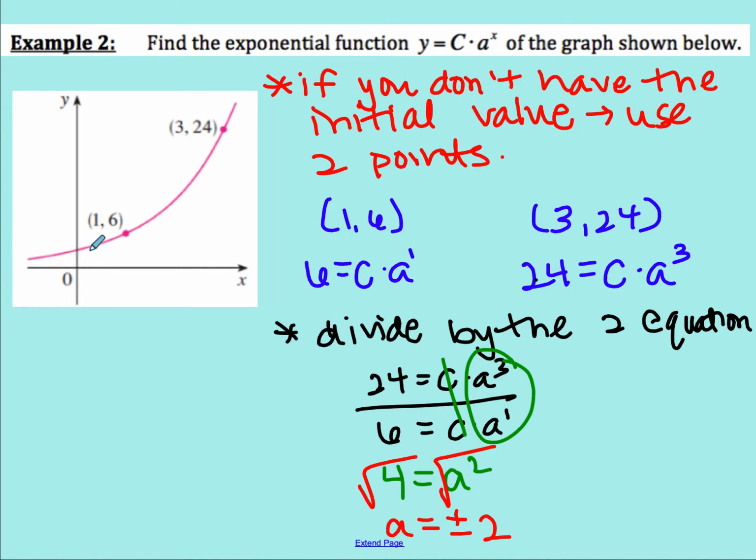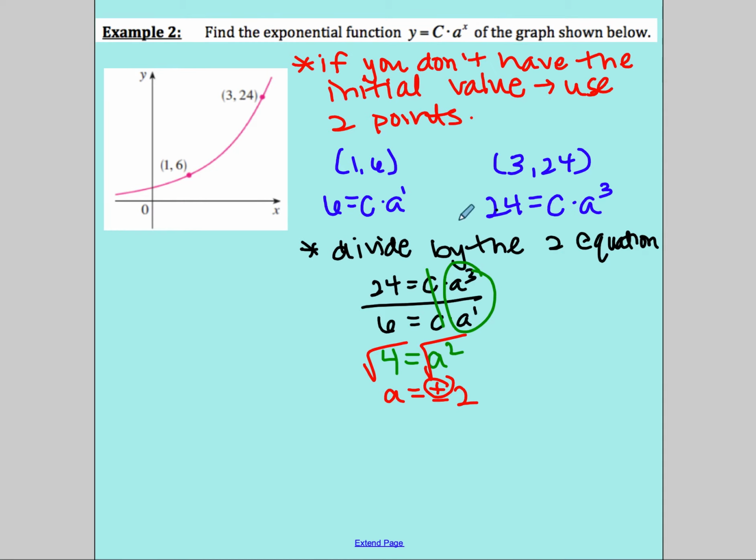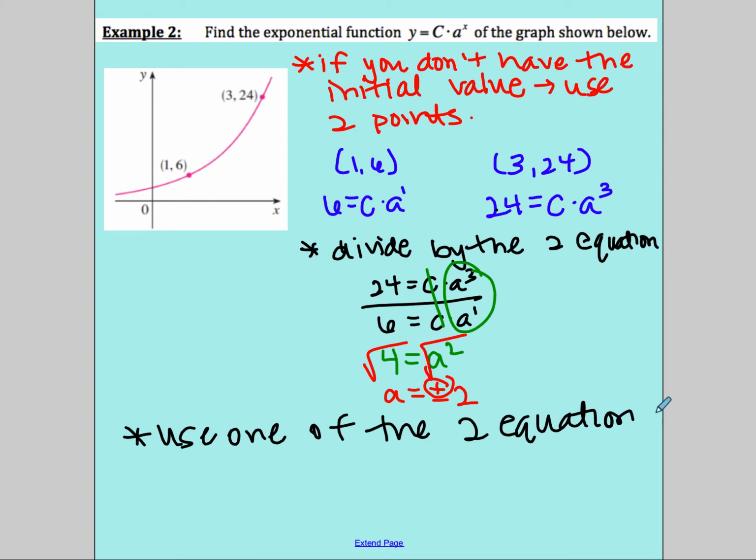Now, I look at it, it's exponential growth, so I know it's positive. Also, all exponentials have positive a values. Can't have negative ones. So there's my a value. Now, in order to have my equation, I need to know a and I need to know c. So now that I've solved for a, I pick one of the 2 equations, plug it in along with a, and solve for c.